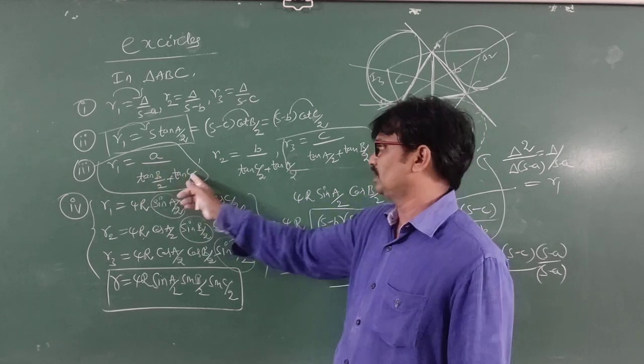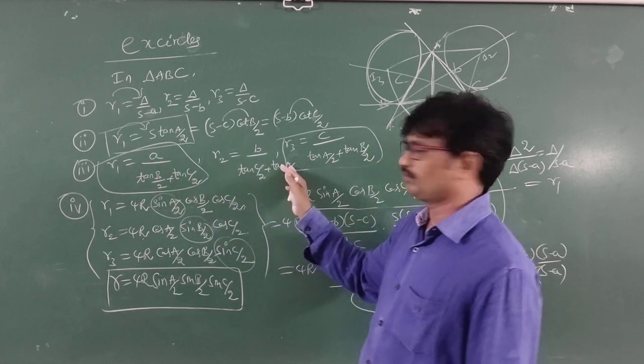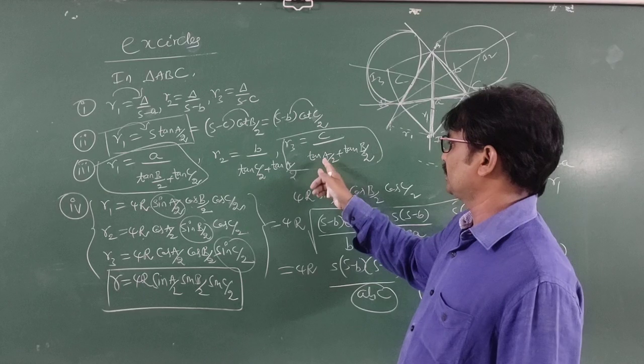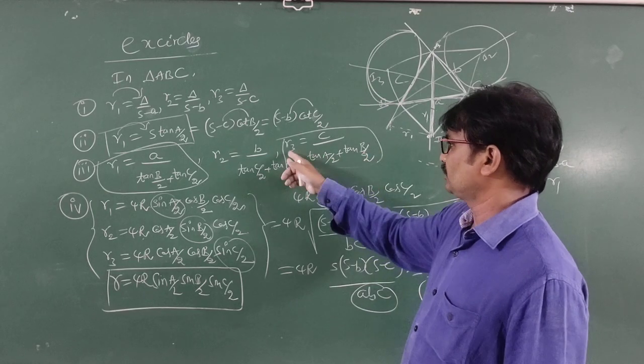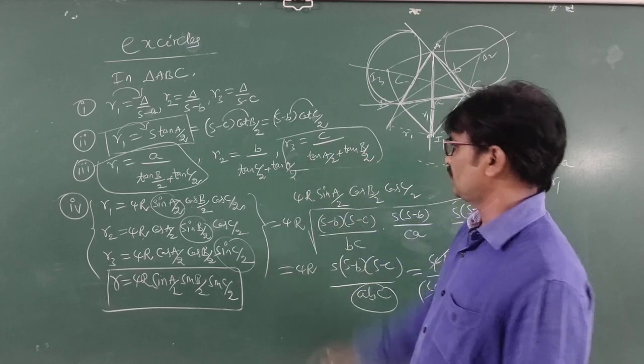R1 is a / (tan(B/2) + tan(C/2)). A is there, B, C are there. R2 is b / (tan(C/2) + tan(A/2)). B is there, capital C, capital A there. And C is there, capital A and capital B. R3 equals c / (tan(A/2) + tan(B/2)).